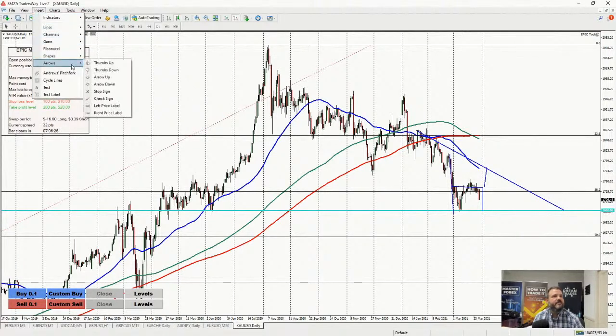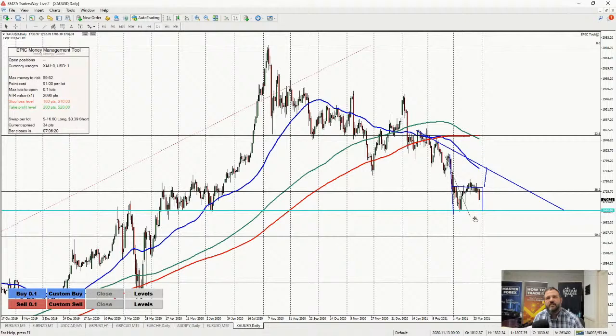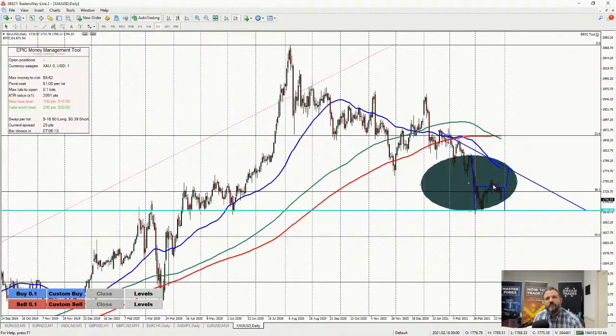Insert, shape, we're going to go with the circle. We're highlighting the H. Right there's the H. Okay, good call. So yeah, that's a possibility. Something to be looking for.